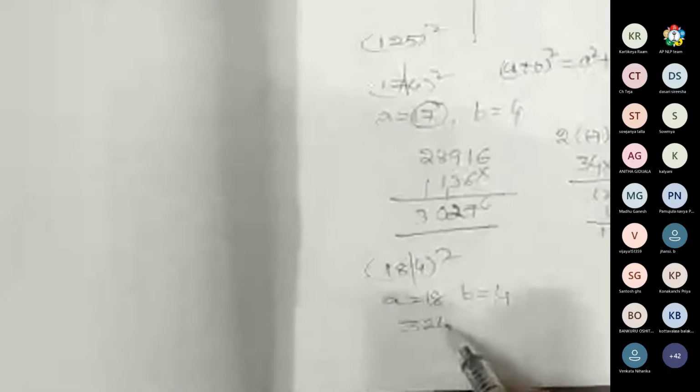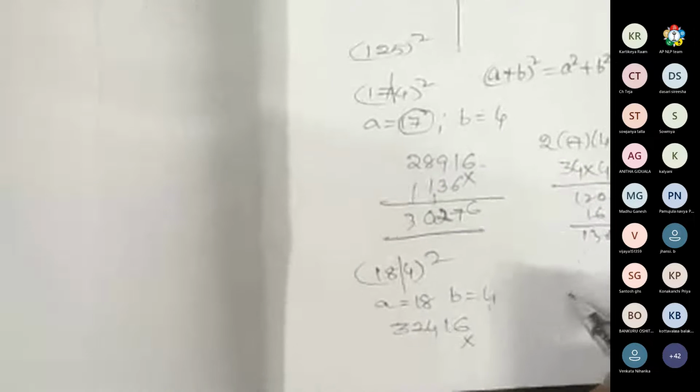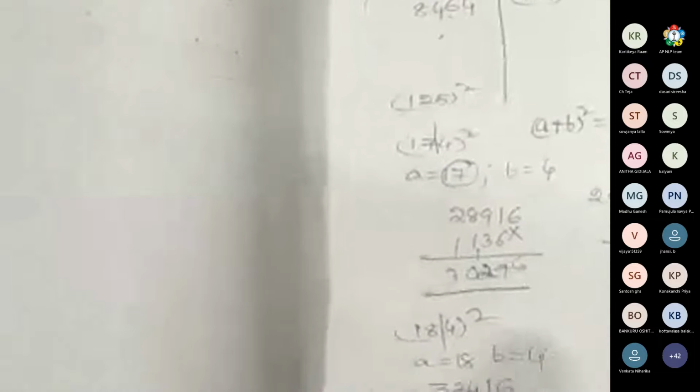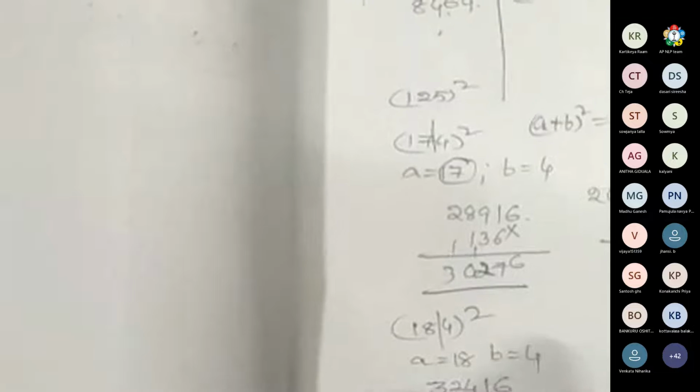And B value is 4. A square, 18 square is 324. B square is 16. Then you have to calculate 2AB value. This is 2 into 18 into 4. 2 18s are 36. 36 into 4: 36 2 times is 72, 36 4 times is 144. This is 65833, 33856. In this way, you can calculate 184 whole square. Right?